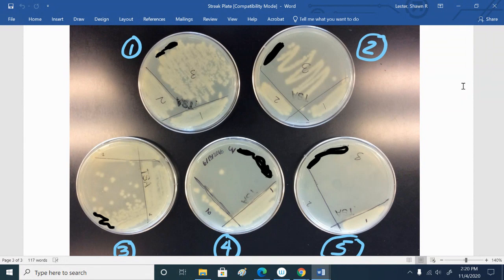Not different. So it looks like maybe they used 3 loopfuls of bacteria, 1 for each zone, because the zones don't really appear to be connected to each other, right? So they just took 3 loopfuls, 1 loopful, another loopful, and another one maybe.